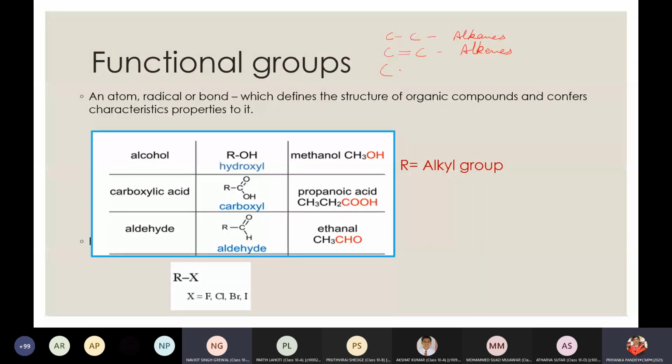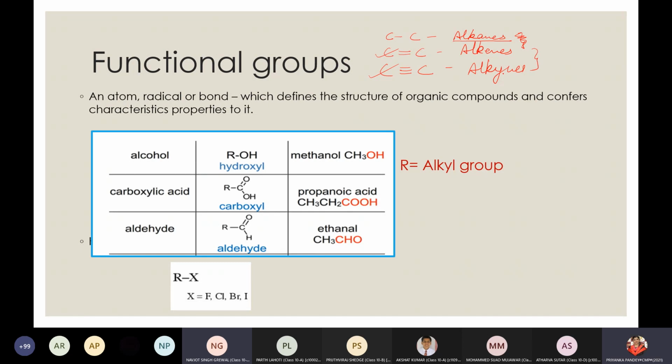This one is a saturated hydrocarbon. It is meant with the help of carbon to carbon single bond. There is no scope of addition. So that is saturated. But there is a scope of addition with double and triple bond. That is why these are called unsaturated hydrocarbons.